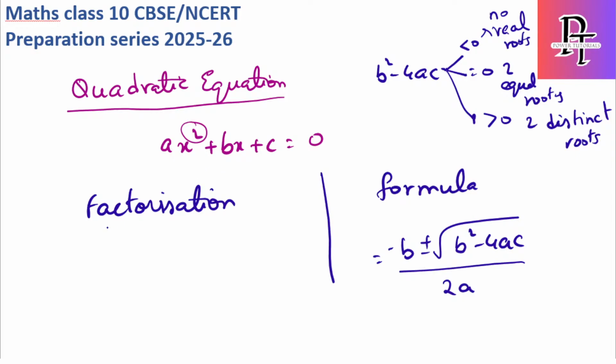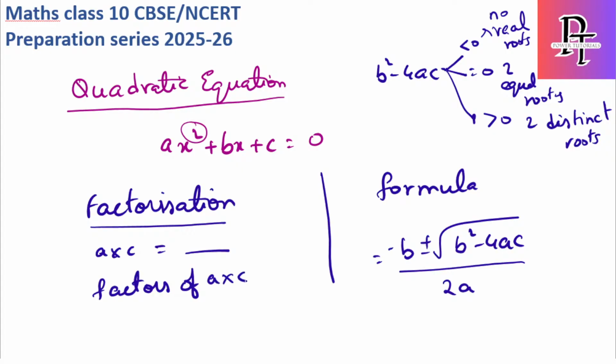So what is the factorization method? First we need to find a into c, get that value, find the factors of a into c, and then get the b value using plus or minus. Anyway, we're going to cover this in our questions.